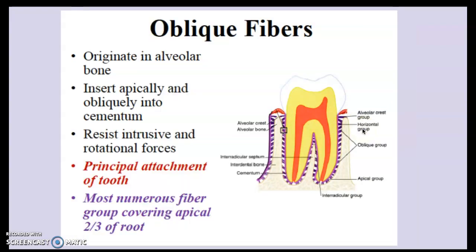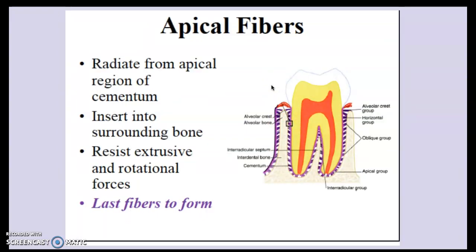Next, oblique fibers, these are the slanted lines. These also originate in alveolar bone. They insert apically and obliquely into the cementum. These resist intrusive and rotational forces. They are the principal attachment of the tooth and it's the most numerous, covering about 2/3 of the root. So look, this part right here is horizontal because it goes straight across. From here all the way down to here, which is about 2/3 of the tooth, you have oblique fibers. So it's the principal attachment of the tooth because there's so many of them.